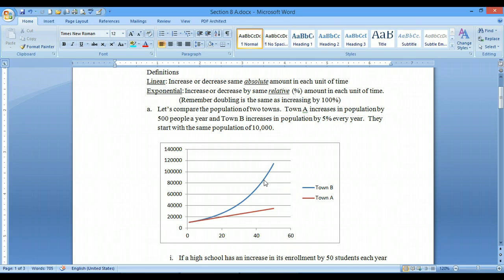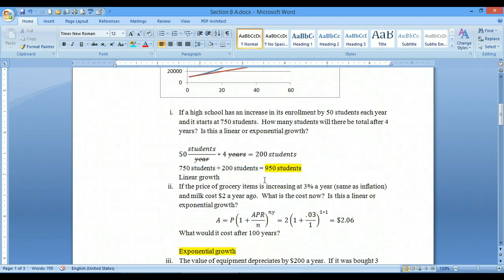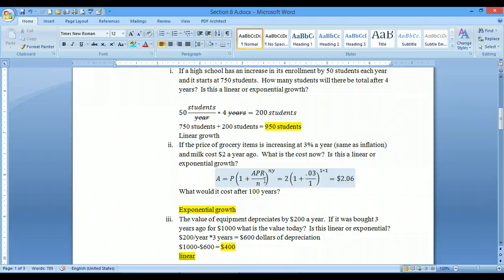Let's move to our next example. If a high school has an increase in its enrollment by 50 students each year, and it starts at 750 students, how many students will there be after 4 years? And is this linear or exponential growth? If it's increasing by 50 students the first year, 50 students the second year, 50 students the third year, and 50 students the fourth year, we can say off the top that this is linear growth. I've already written this down here and highlighted it as the answer.